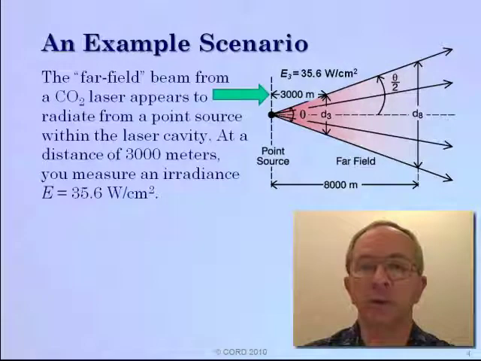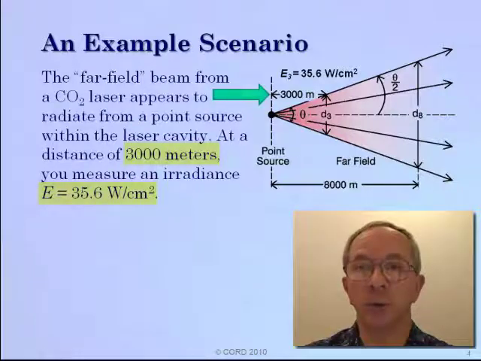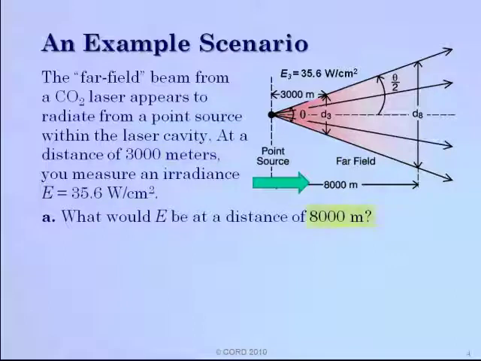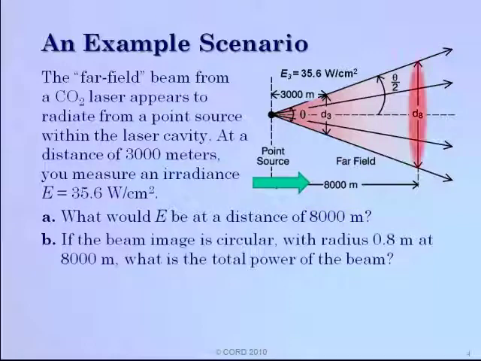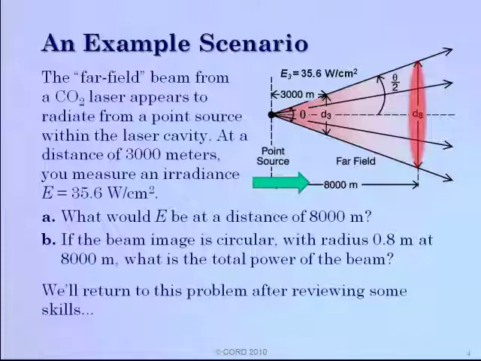Here's an example scenario that photonics technicians might encounter. Suppose you have a far-field beam from a carbon dioxide laser that appears to come from a point source within the laser cavity. At a distance of 3,000 meters, you measured the irradiance at 35.6 watts per centimeter squared. What would be the irradiance at a distance of 8,000 meters? And if the beam image is circular with a radius of 0.8 meters at 8,000 meters, what is the total power of that beam coming out of the laser? We'll return to this problem after reviewing some of the skills in this module.